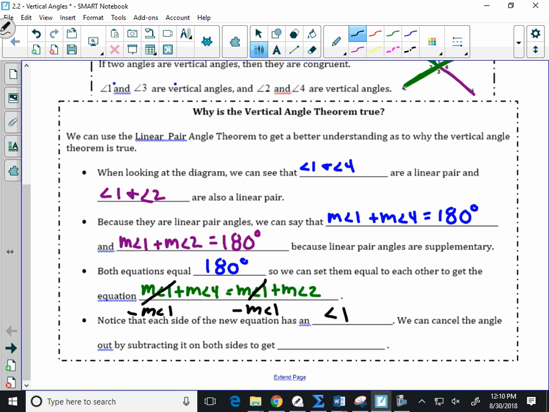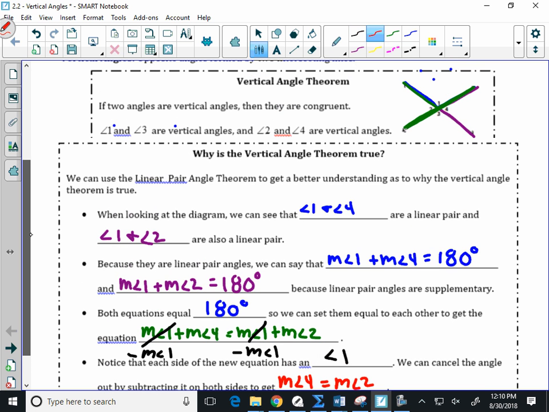It's gone. So all we're left with after we cancel the angle 1s out is that the measure of angle 4 is equal to the measure of angle 2. We just showed that those vertical angles were the same. If we look back up at the diagram, we know that 2 and 4 are the same. And they're vertical angles. Okay? We just did the math to show how we can get them to be the same.